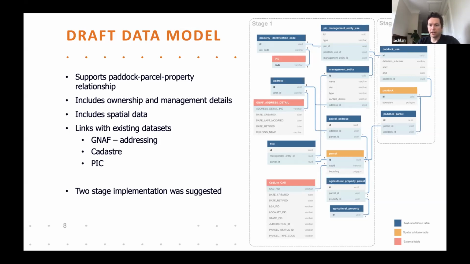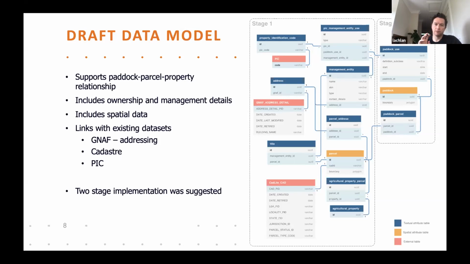This data model came out to be maybe a little bit too complex for what they wanted at this stage. So we said, look, you could potentially break this down into two stages. One focused on the property parcel level, and then if required later on, we could start to look at how we're going to integrate the paddock level data.